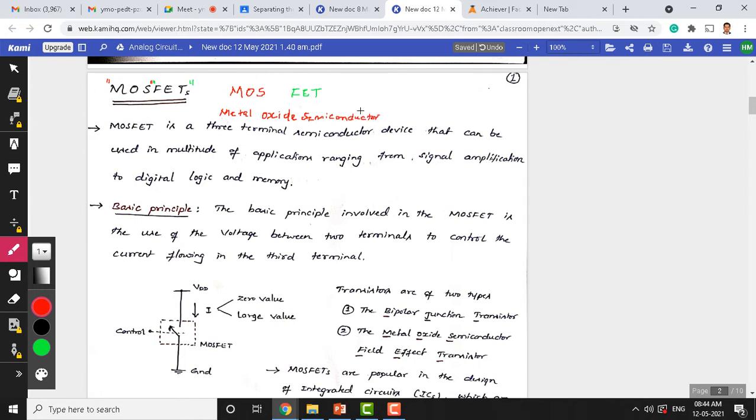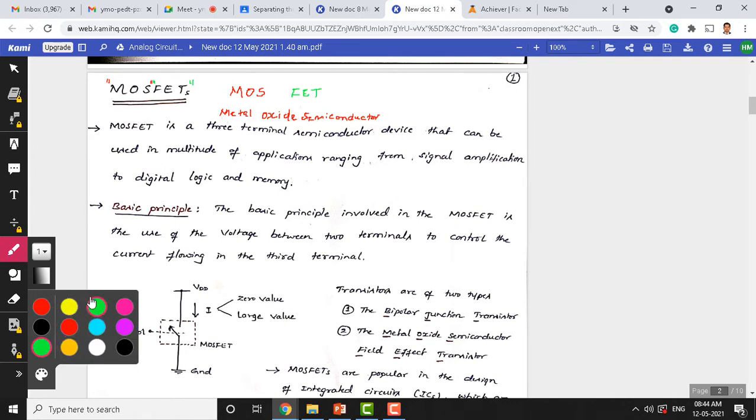If we observe the physical structure of the MOSFET device, we will come across three different layers here. On top we have a metal, and at the bottom we have a semiconductor. The metal and semiconductor layers are sandwiched with silicon dioxide, which is an excellent insulator. So based on the physical device structure, this name has been given. That's why the name is metal oxide semiconductor.